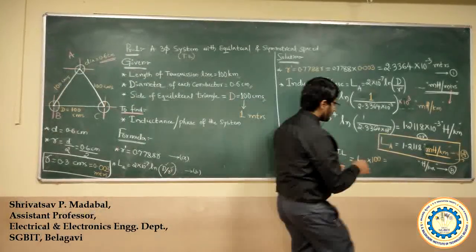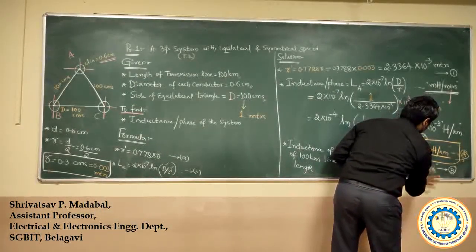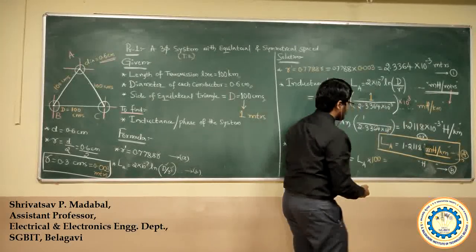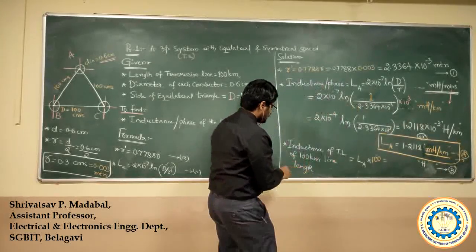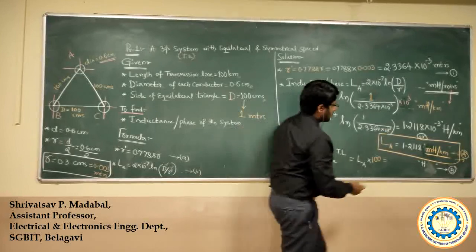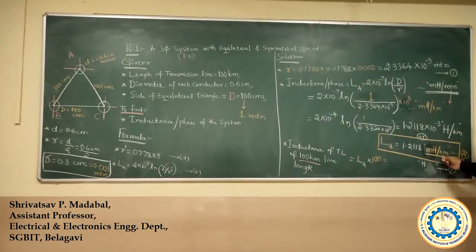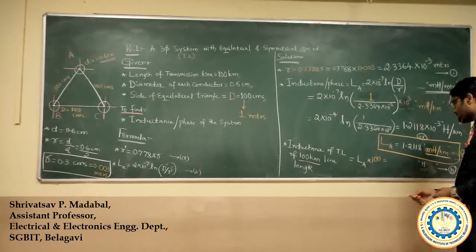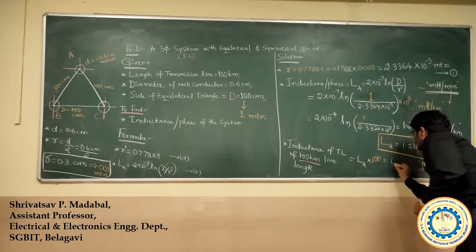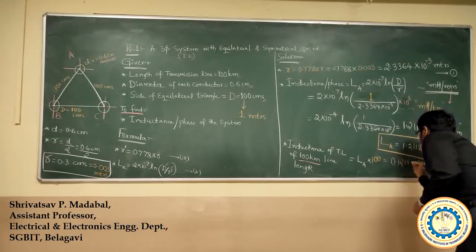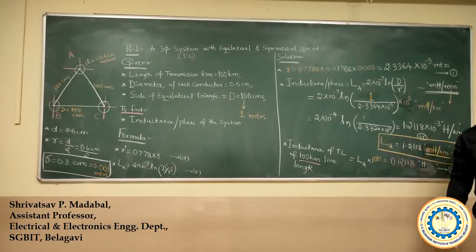when I am multiplying with respect to the distance in kilometers, this kilometer gets cancelled. So I will be left with only the Henry. So the inductance is always expressed in Henries. It will be 0.12118 Henries. Thank you.